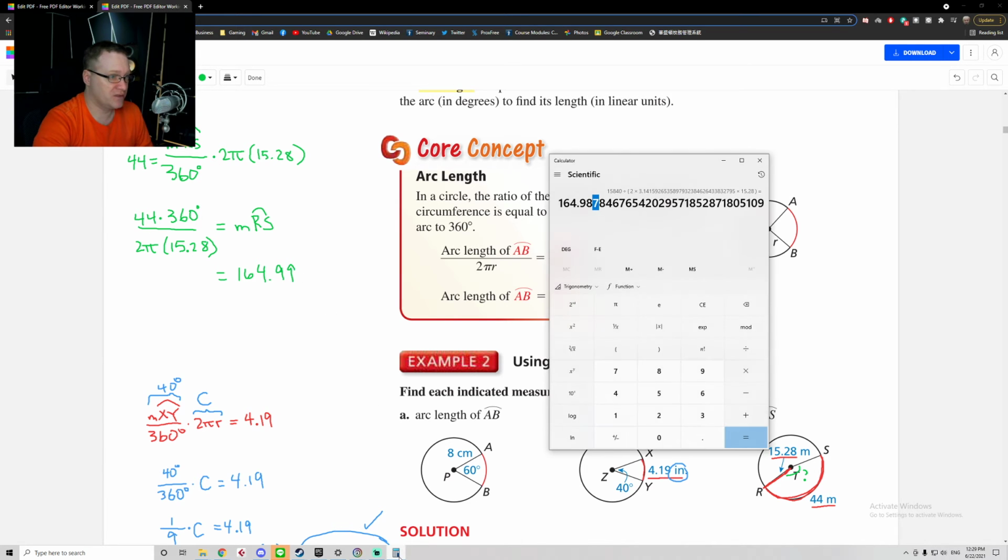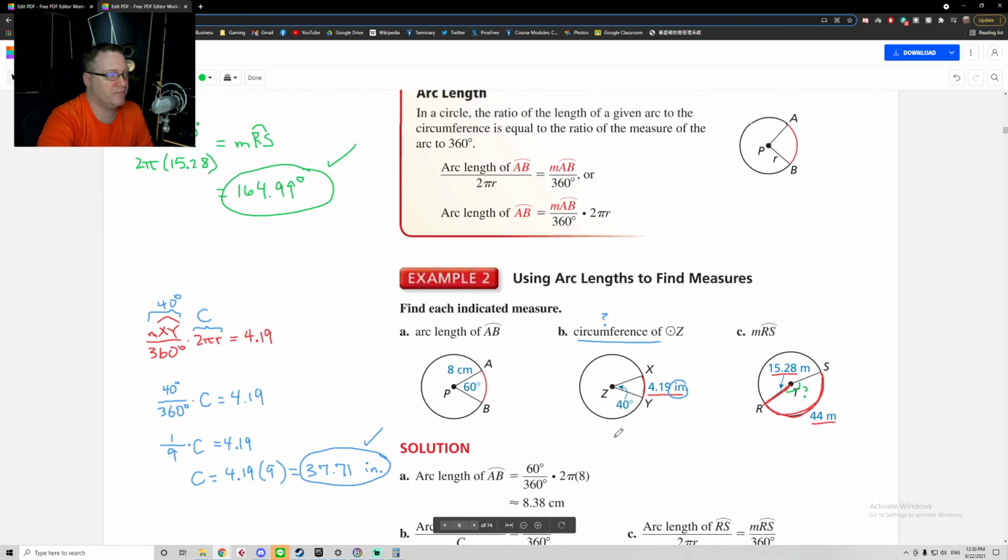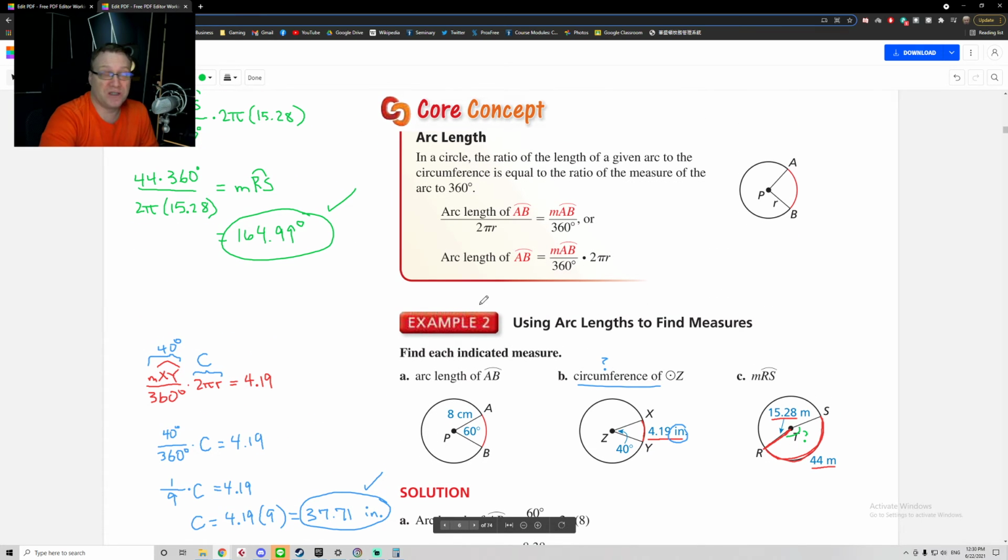right? Is that what it was? Yeah, 164.99, and that's degrees. That's the measure of the angle. So that's the answer. Pretty easy. So that's how we do these. That's how we use our arc length formula.